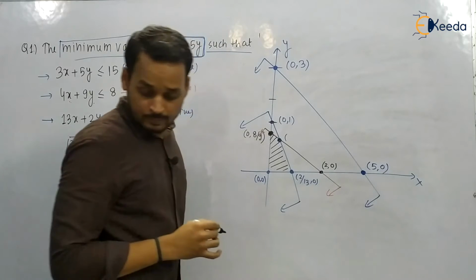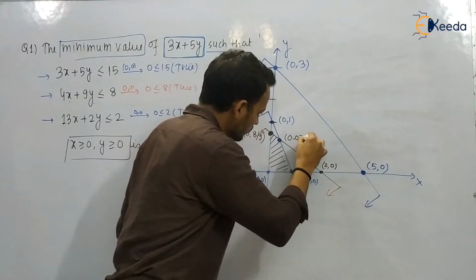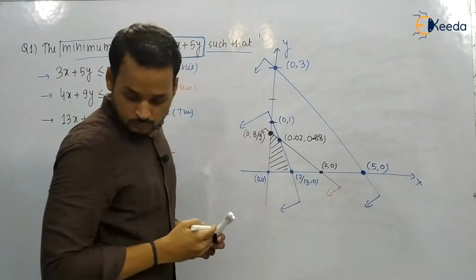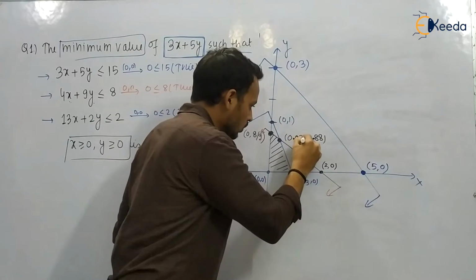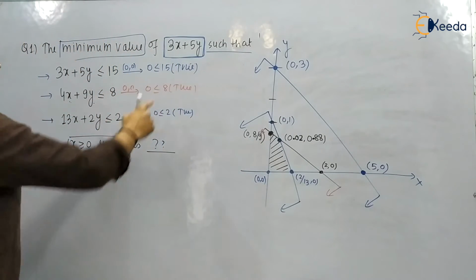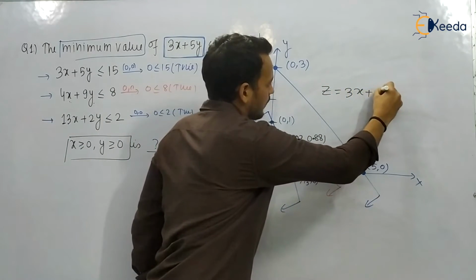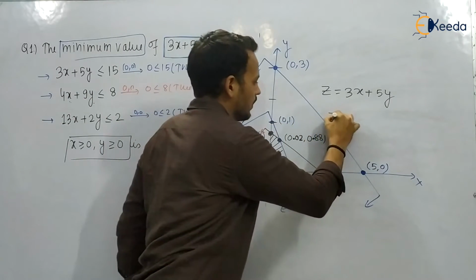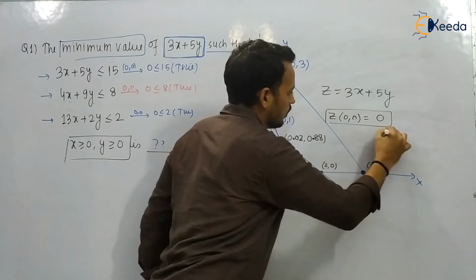So we will get 0.002, 0.88. Okay, so you can see z is basically, they have given 3x plus 5y, and they are asking for the minimum value. So minimum will be at 0, 0. Very simple. At 0, 0, you will get 0. So this is going to be the answer.